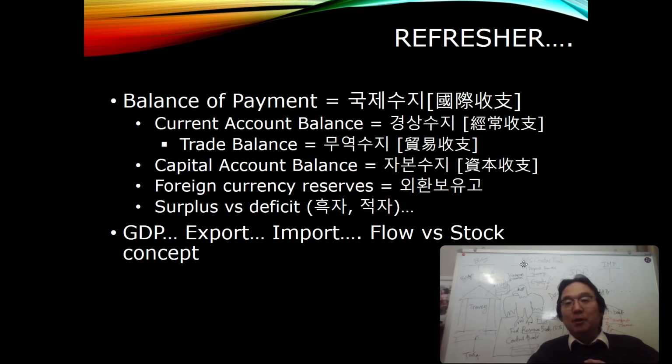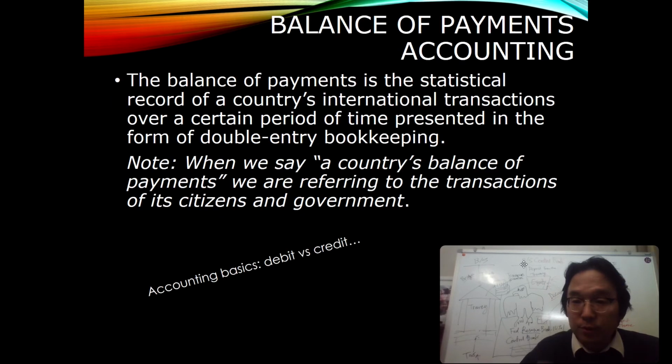And capital account balance is something called 자본수지, right? Foreign currency reserve is what we call 외환보유고. And surplus and deficits, you have to familiarize yourselves with these kinds of jargons throughout this semester. 흑자 versus 적자. And GDP, export, import, right? Sounds familiar? And then flow concept and stock concept. You remember those things? So those things we're going to discuss.